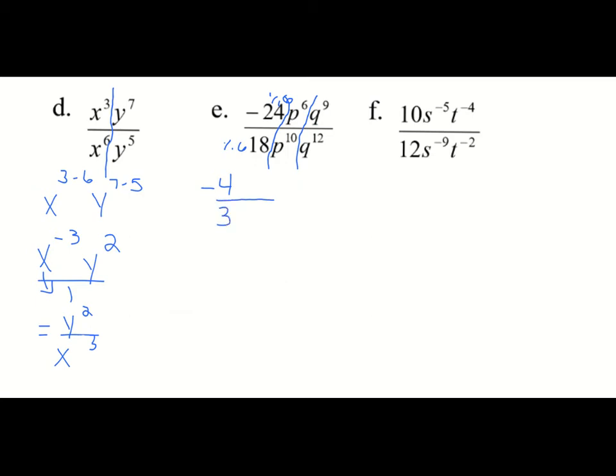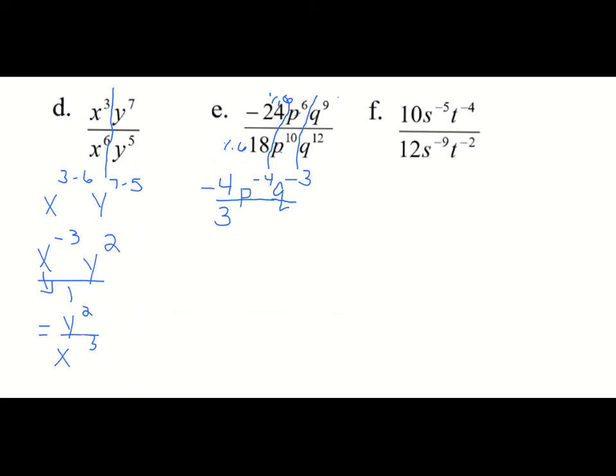So negative 4/3. Now let's do our subtracting here. We have bases that are the same, p, 6 minus 10. And again, whenever you subtract, it always brings it up to the top or off to the side. But I'm going to put it on the top of the fraction. So we're going to have p to the negative 4th power, and then q to the 9th divided by q to the 12th. 9 minus 12 is going to give me a negative 3.